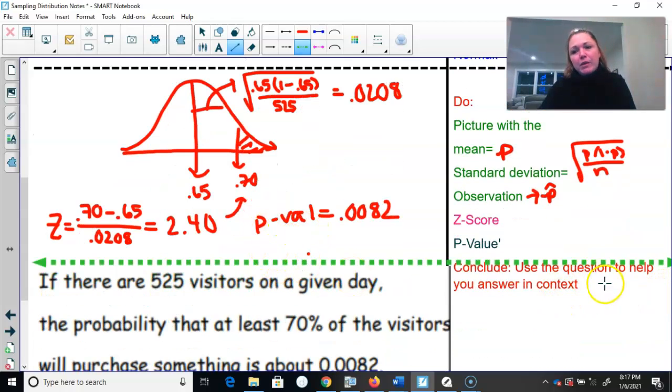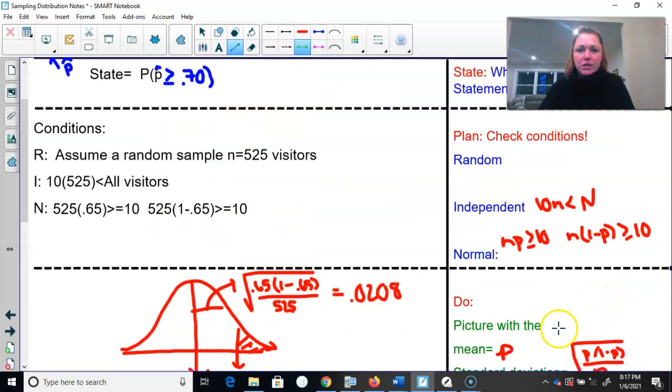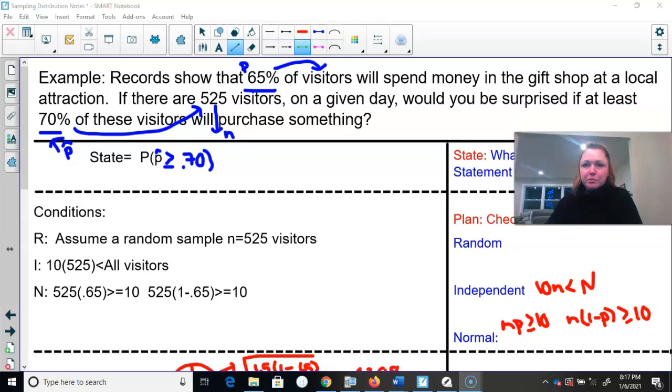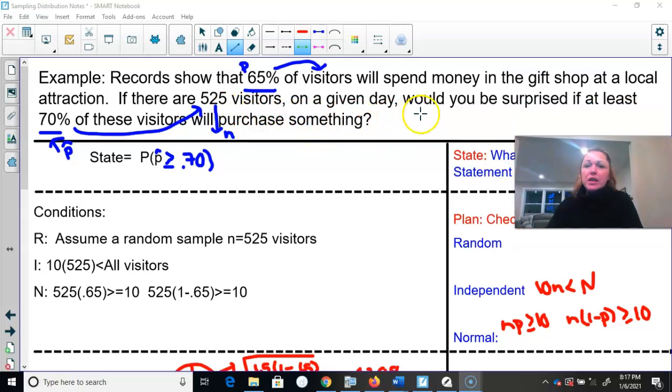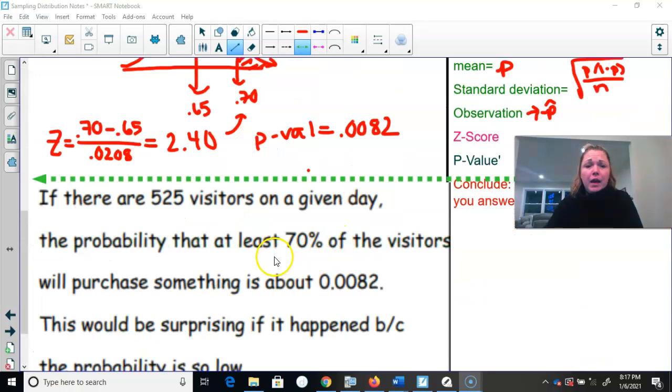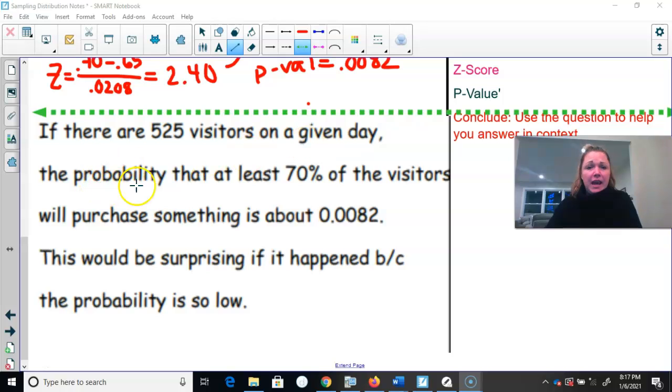Finally, we want to conclude. We want to use the question to help you answer in context. So what was the actual question? If there are 525 visitors on a given day, would you be surprised if at least 70% of these visitors will purchase something? If there are 525 visitors on a given day, the probability that at least 70% of the visitors will purchase something is about 0.0082. That's the probability. Now, are we surprised by that? This would be surprising if it happened because the probability is so low. We don't have to say it's below 5% or anything yet. We just know anything below 5% is a low probability.